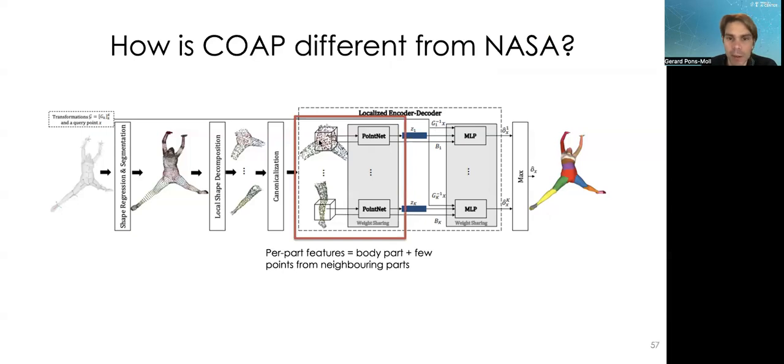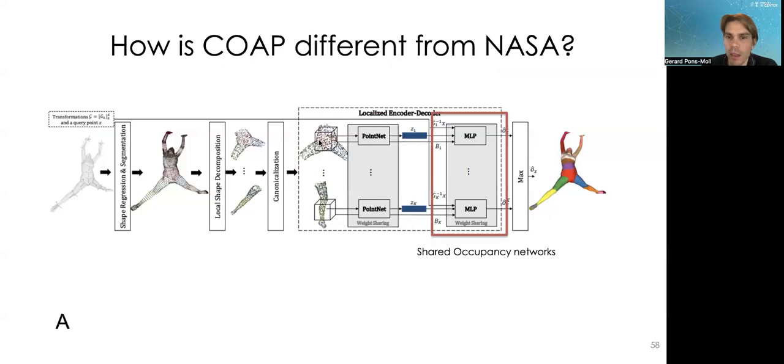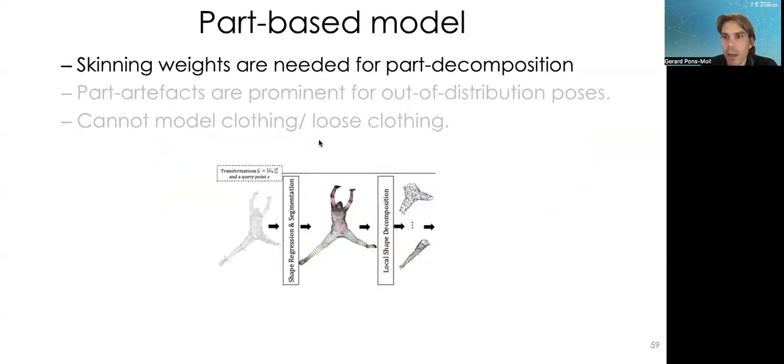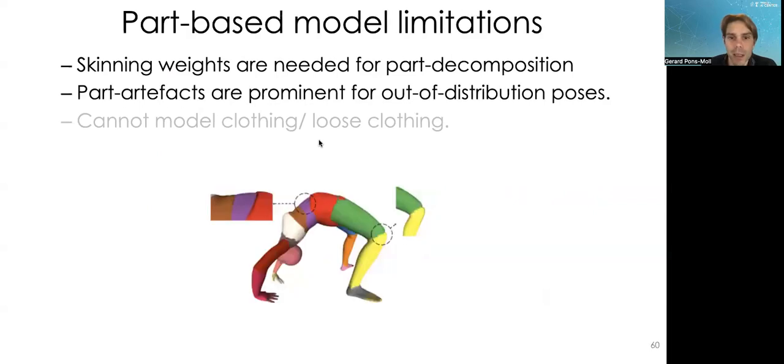Yeah, so you have per body part plus a few points from neighboring parts, and then you have this shared occupancy. As a result, COPE has much better generalization than a model like NASA, right? However, these part-based models always have problems at the intersection. So COPE is no exception.